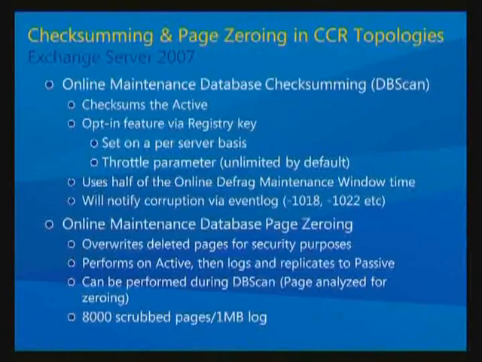You can see the second bullet. I'll just call this out a little more carefully. For the page zeroing, it's performing that on the active, and the way it gets to the passive copy of the data is through the replication system. So it's going to copy the logs that represent the zeroing, and then it's going to play that into the copy database and zero out in the copy as well.